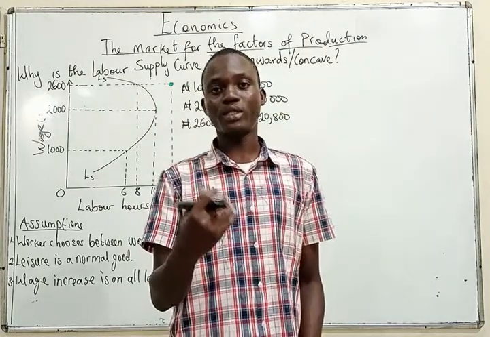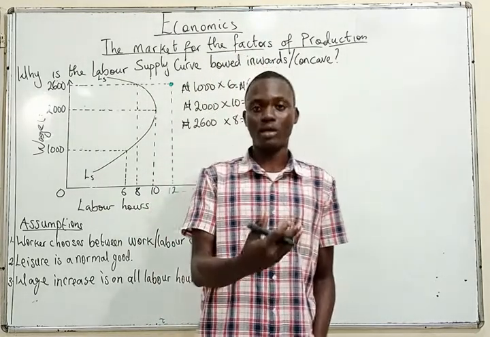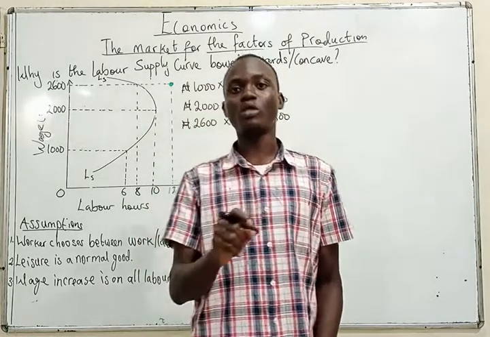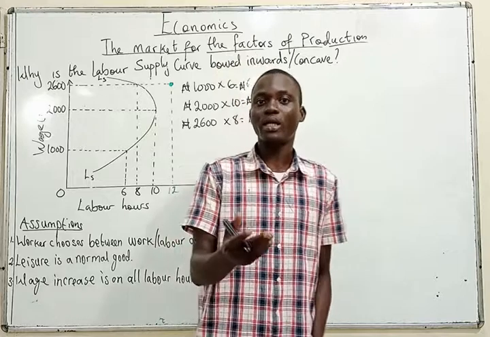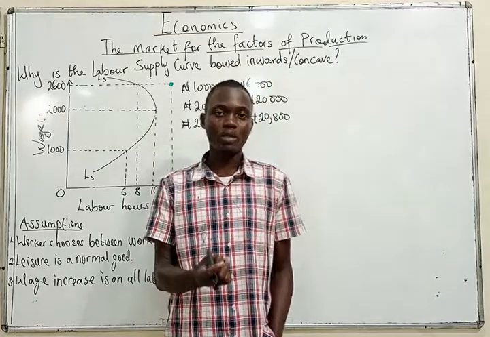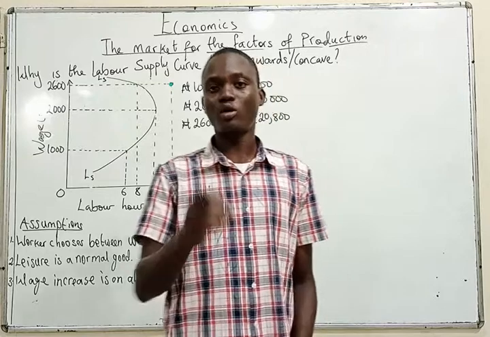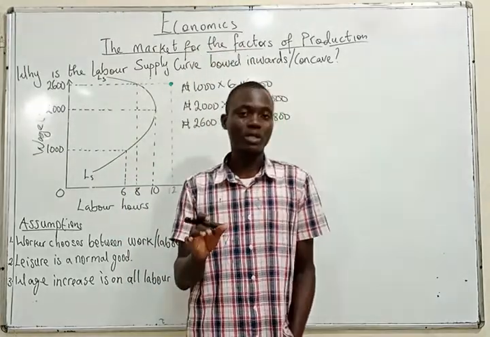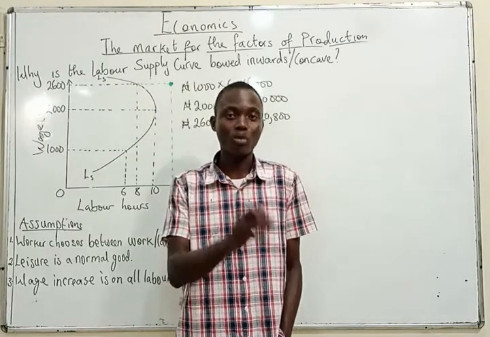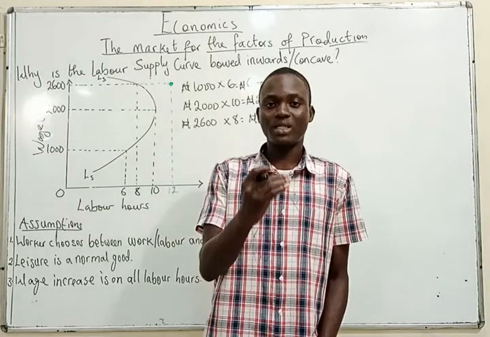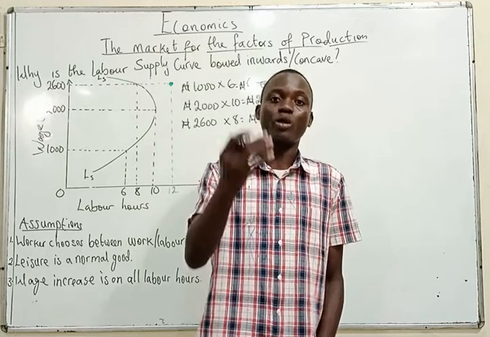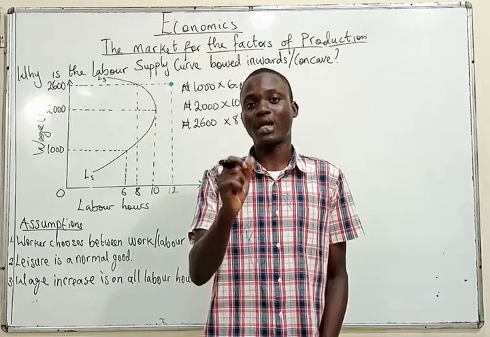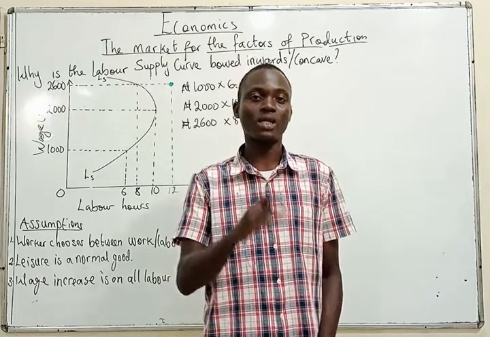Now, if the going wage rate is 2,000 naira, that means for every hour that Betty refuses to work, she'll be losing 2,000 naira. So it is now costly for Betty not to work. Leisure has become expensive relative to working, and because of that, Betty decided to work more. It is better to consume less of the commodity whose cost has risen, and in this case it is leisure.